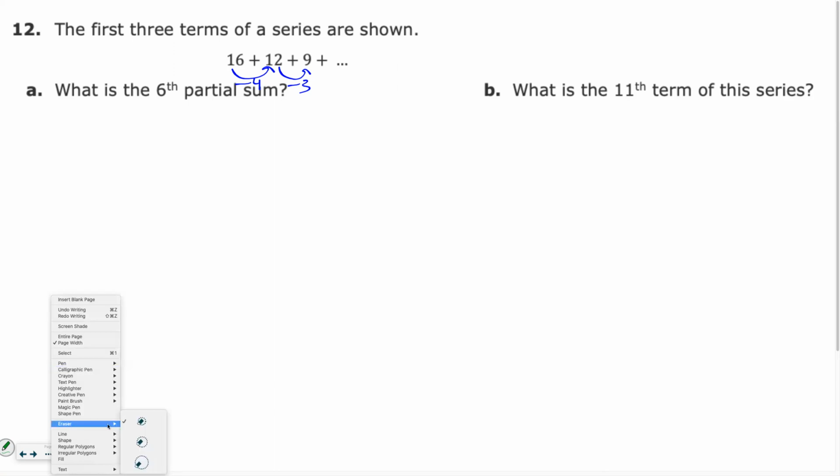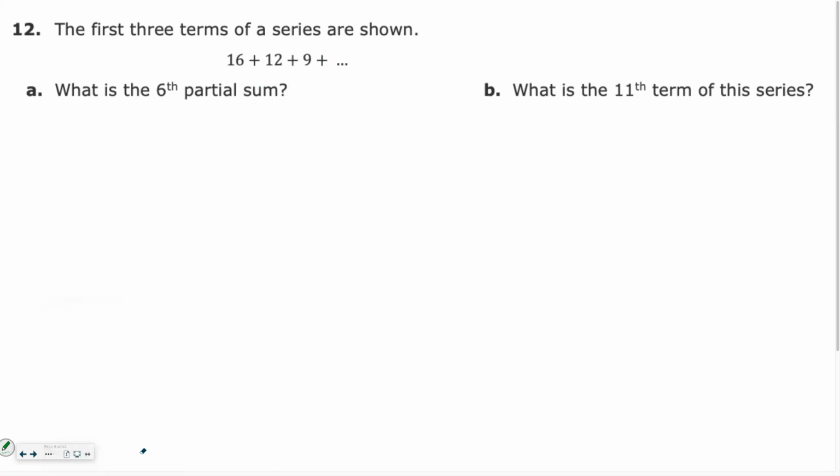While I erase, you can look on the formula chart. This is geometric. That's the most important thing for sequence and series problems, to find out which formula to use. What does geometric say in your formula chart? R is the one you need to remember how to find. How do we find the R?